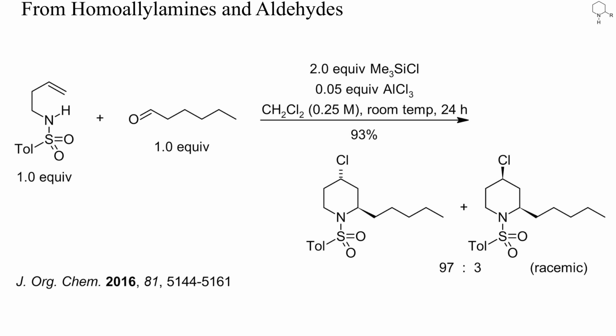In this example, a homoallyl amide was treated with hexanal and an excess of trimethylsilyl chloride. A Prins-type reaction yielded mostly one diastereomer of a protected 4-chloro-2-pentylpiperidine.